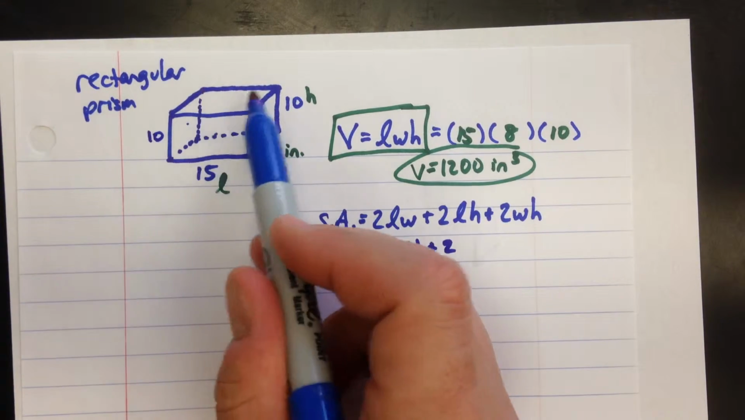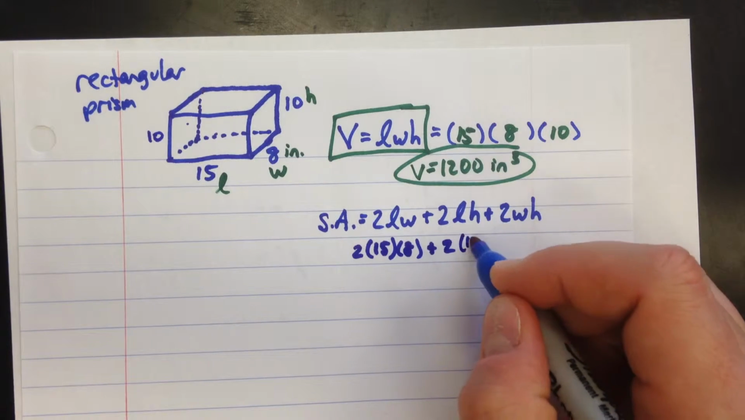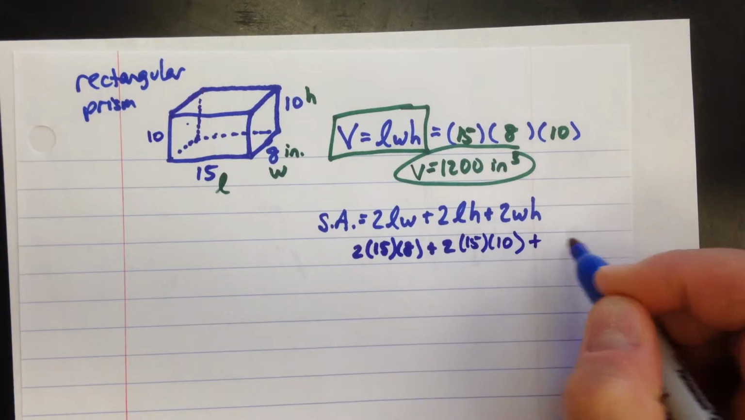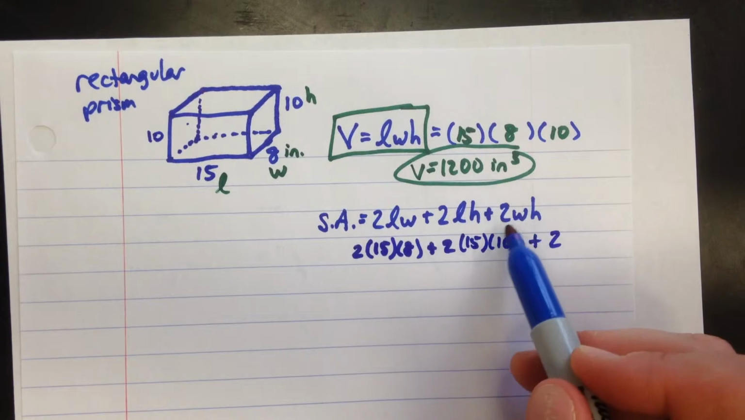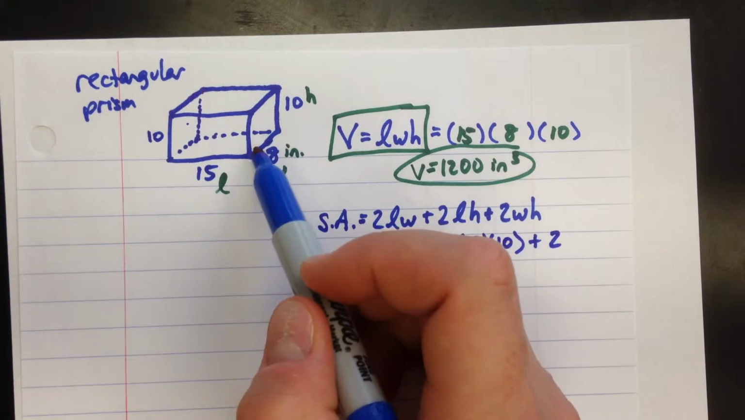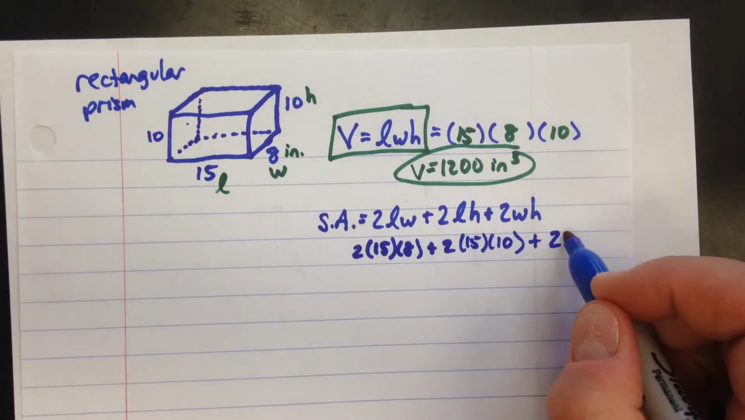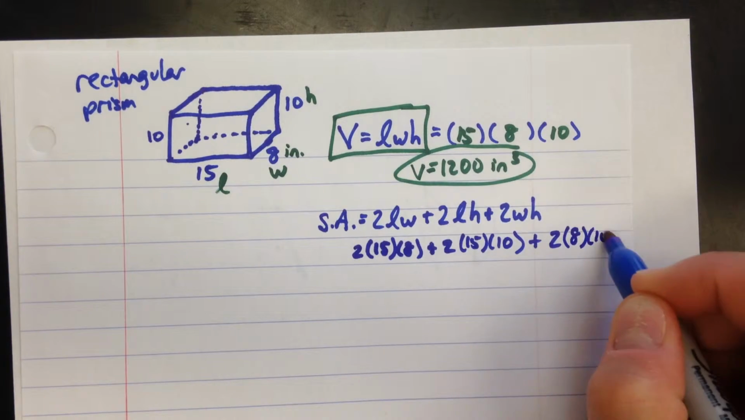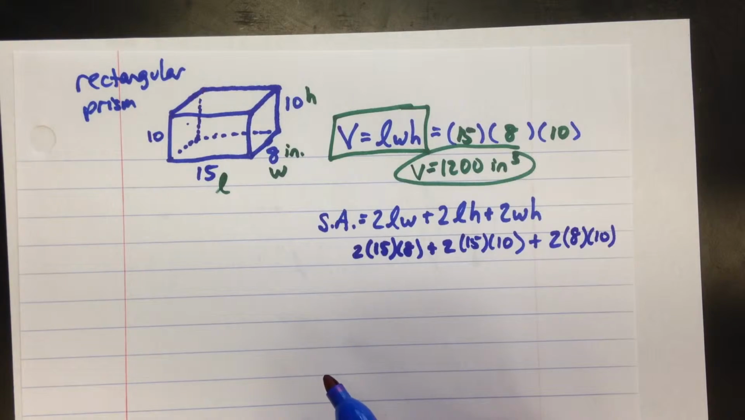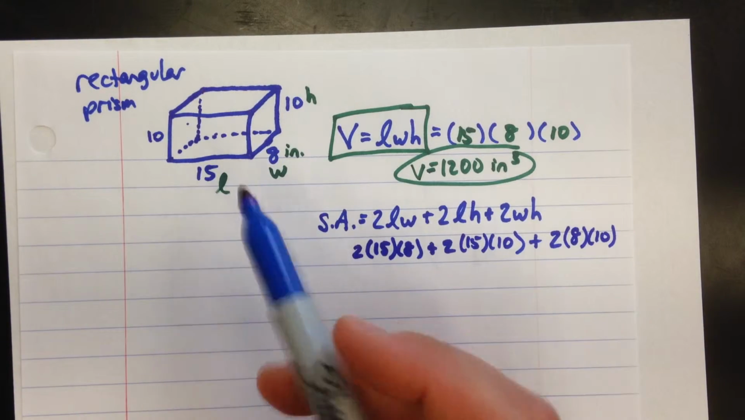That would be the front and the back. So 2 times 15 times 10. And then 2 times width times height. The width and the height would represent the right side and the left side. So that'd be 2 times 8 times 10. Because the formula for area of a rectangle is just length times width or base times height.